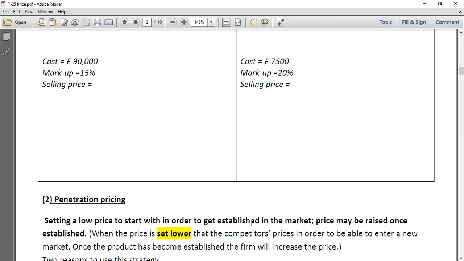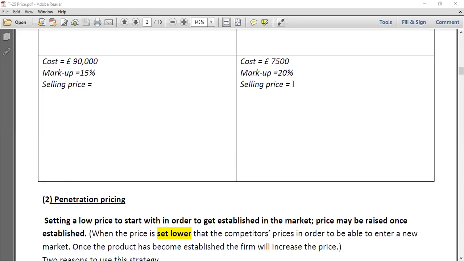$7,500 into 20% is 1,500. Yes. If you add them up, it's 9,000. Correct. Very good. Right, so 1,500 is the 20%. You have to add them up. So 7,500 plus 1,500 is 9,000.